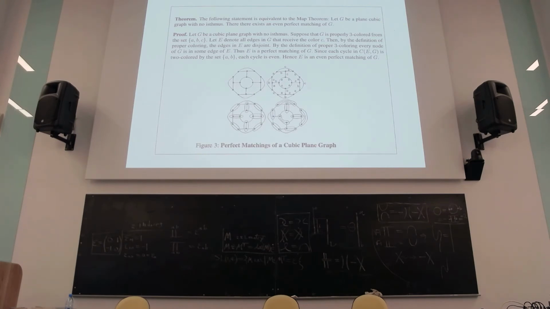This theorem, the equivalent to the map theorem, is that for a plane cubic graph with no isthmus, there exists an even perfect matching of the graph. By an even perfect matching, I mean a perfect matching such that the cycles you get by deleting all of the matching edges are all even. And from the side of coloring, this is easy to see because the matching edges are all one color, and all the remaining cycles are in two colors, and so must be of even length. And the converse is the theorem, of course.